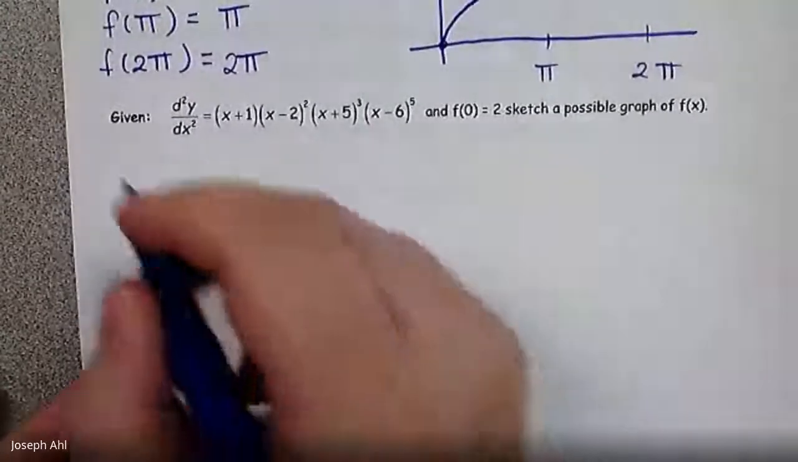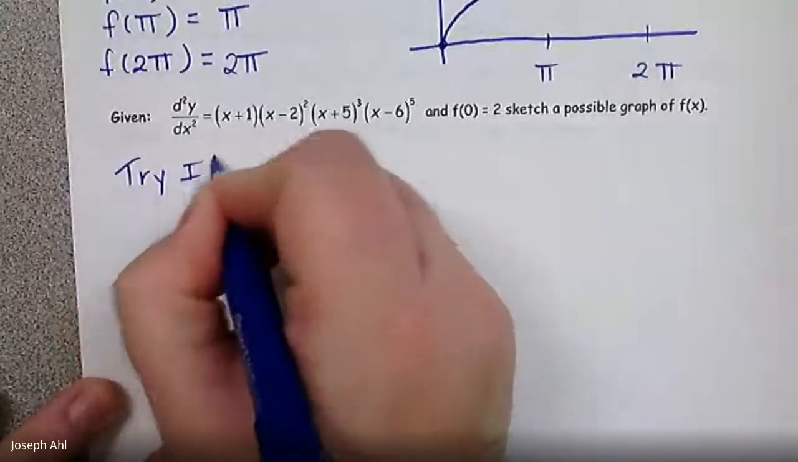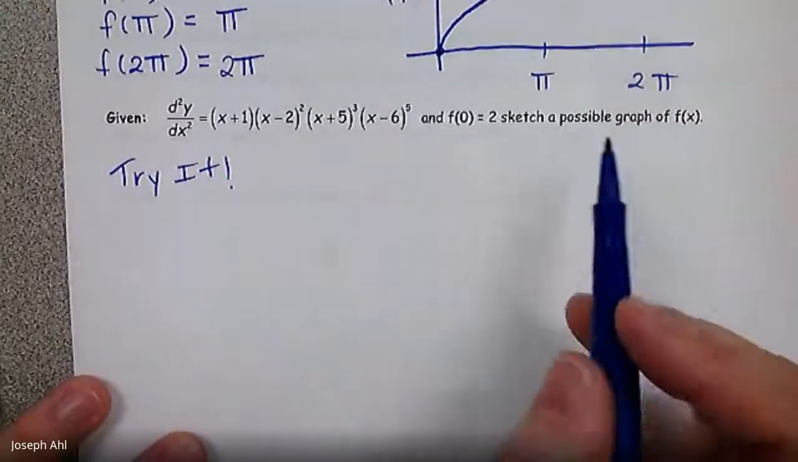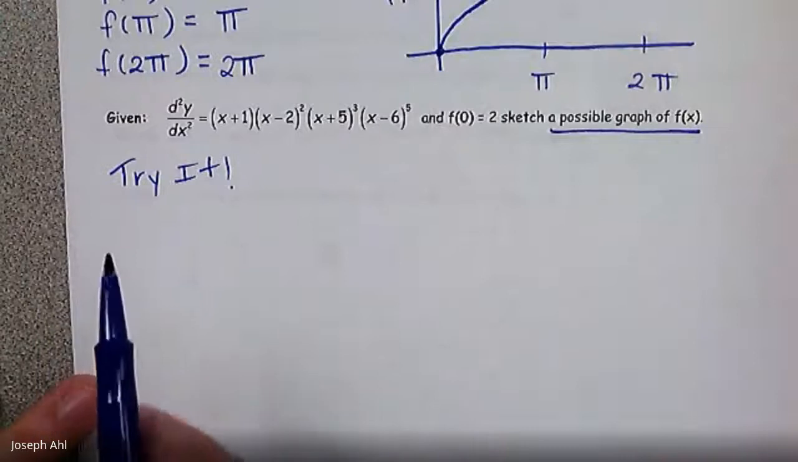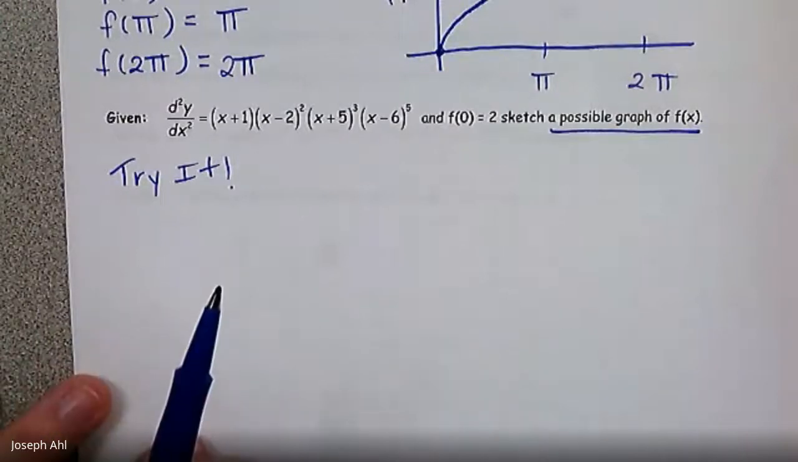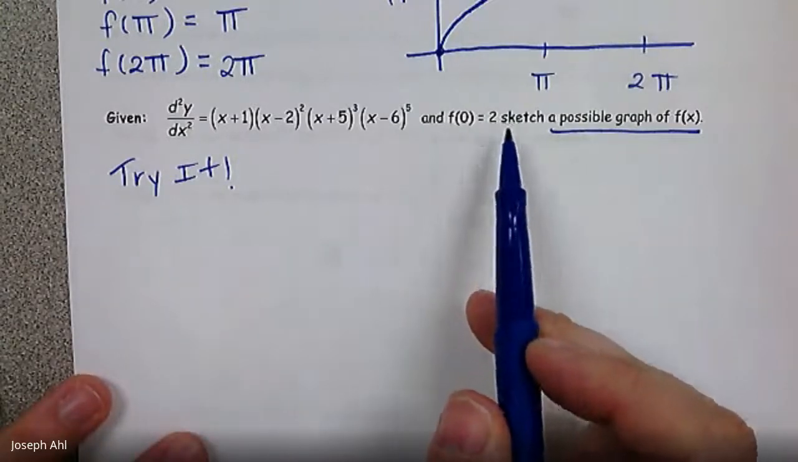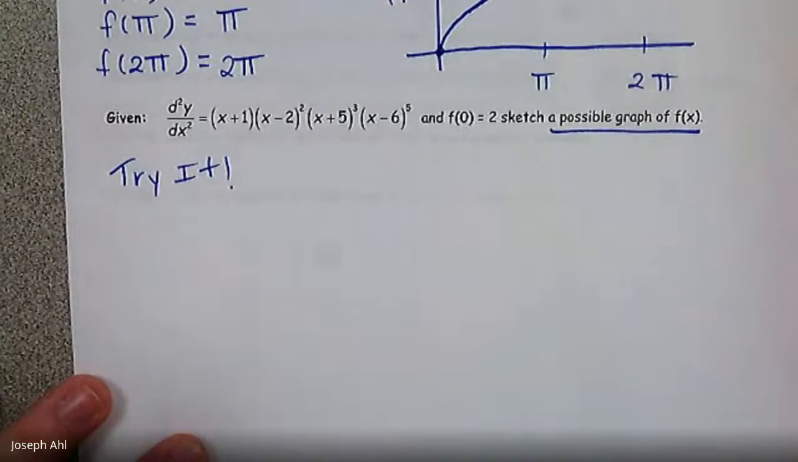Let's look at this one, and I'm going to have you think about this before I see you again. Now, one quick note about this is I want you to make a sketch of a possible graph of f of x. There is not one unique graph that you would come up with here. But I do want you to think about this initial condition. F of 0 has to equal 2. That's going to be in common on all of our graphs.